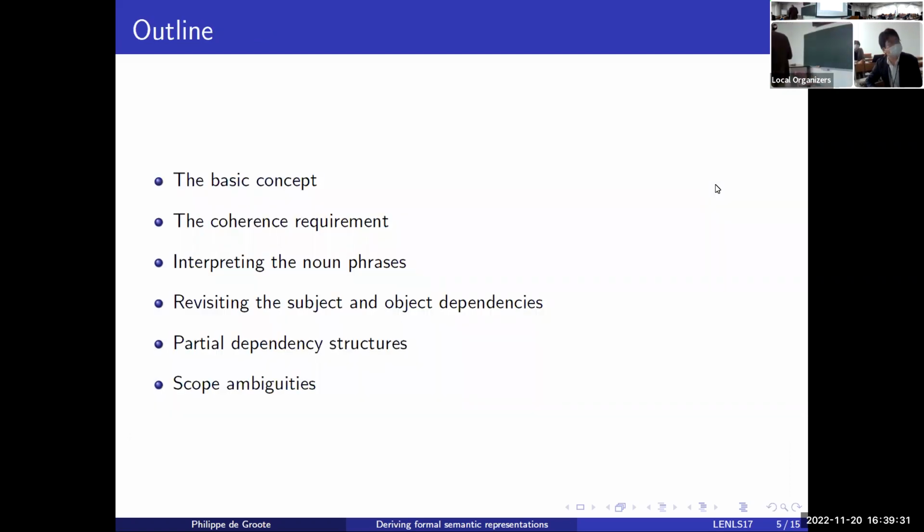What I will do in this talk is to present a very simple basic idea, which is present in other papers actually and in related work. And then I will state a very simple coherence requirement. And from that requirement, I will derive possible interpretations up to giving a meaning to my running example. And then I will end with examples about partial dependency structures and scope ambiguities.